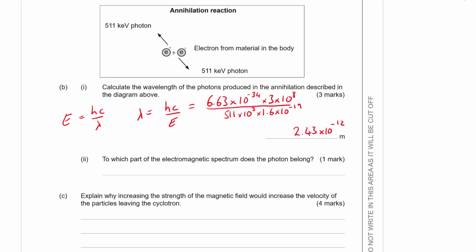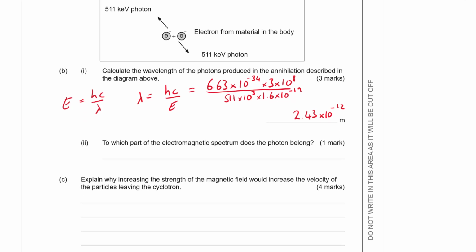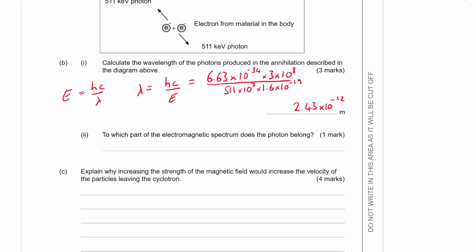And to which part of the electromagnetic spectrum does the photon belong? If you look at your data sheet, there's actually two sections that sort of get covered there. So you could say gamma rays and X-rays, or both.